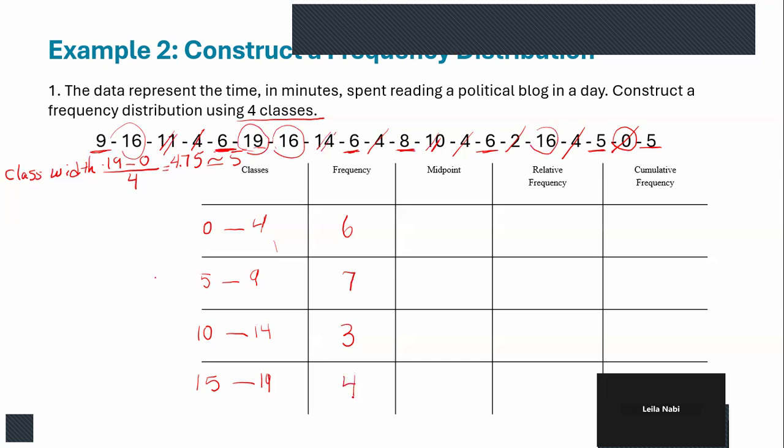And if I add all the frequencies together, 6 plus 7 plus 3 plus 4, it gives me 20, which means I have to have 20 numbers in the data set. And if I count the numbers, if it's 20, that means I have all the numbers in the table.